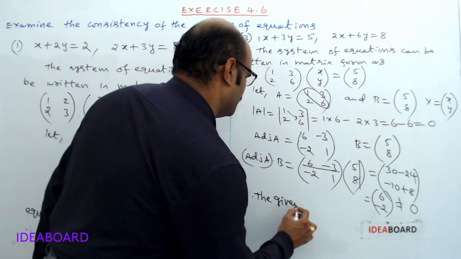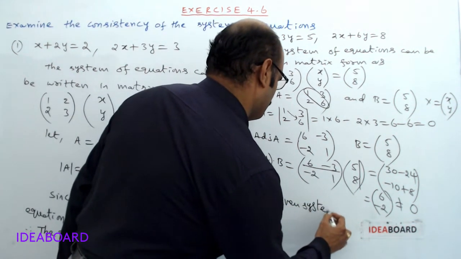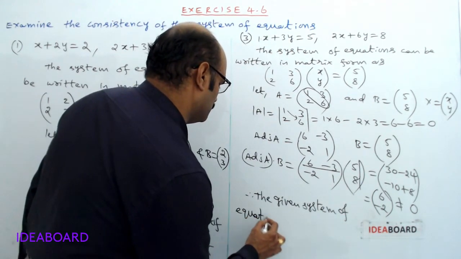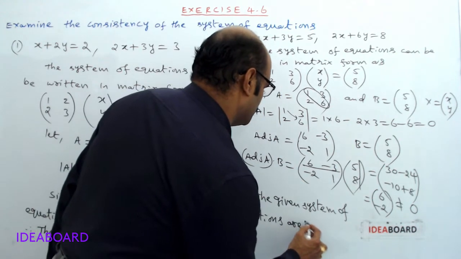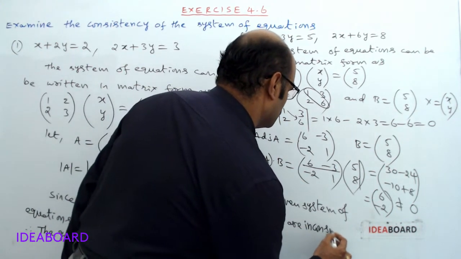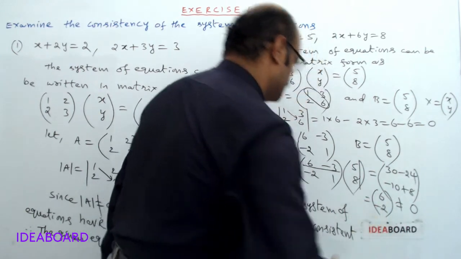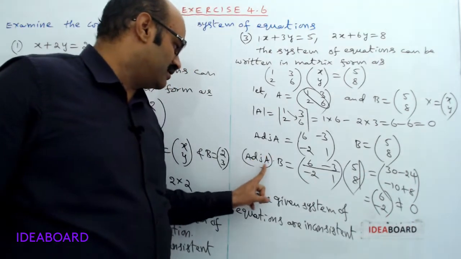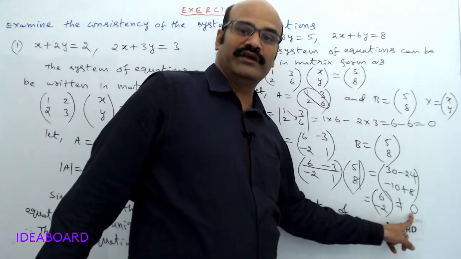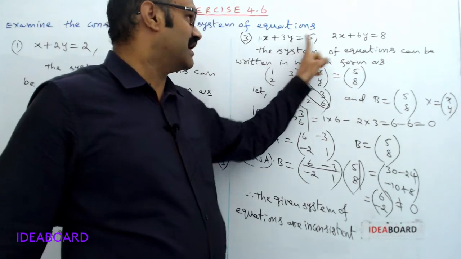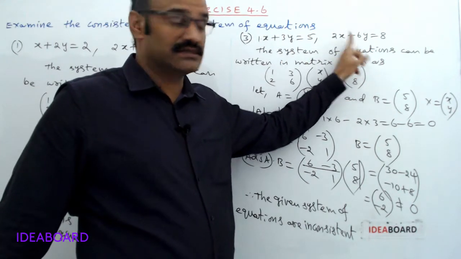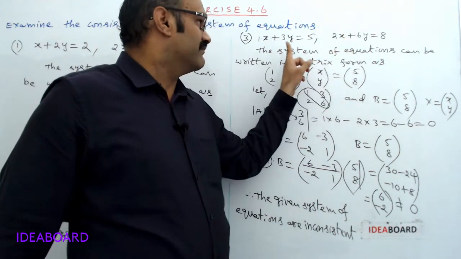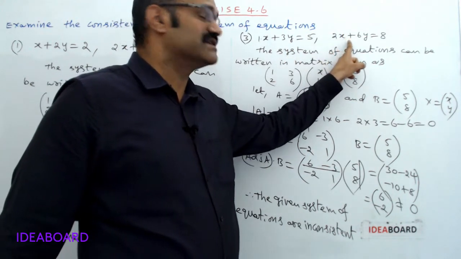Therefore, the given system of equations is inconsistent. If det A equal to 0 and adjoint of A into B equal to 0, then we say that the given system of equations has an infinite number of solutions. When they have an infinite number of solutions, we say that the given system of equations is said to be consistent.